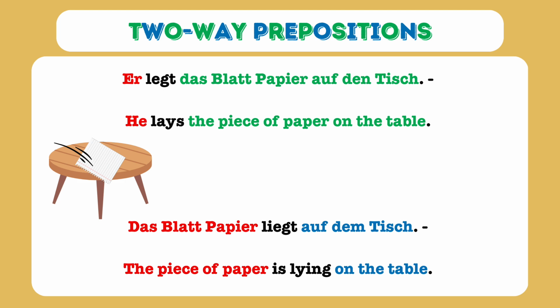The piece of paper is now lying on the table. Das Blatt Papier liegt auf dem Tisch. The verb liegen tells us the static location of something, so we have auf dem Tisch in the dative case.